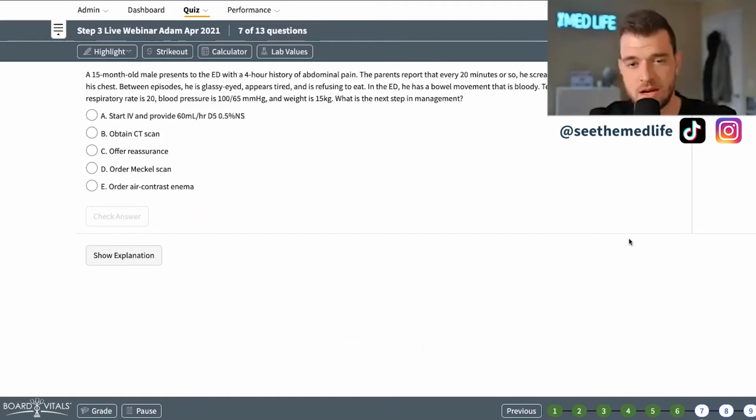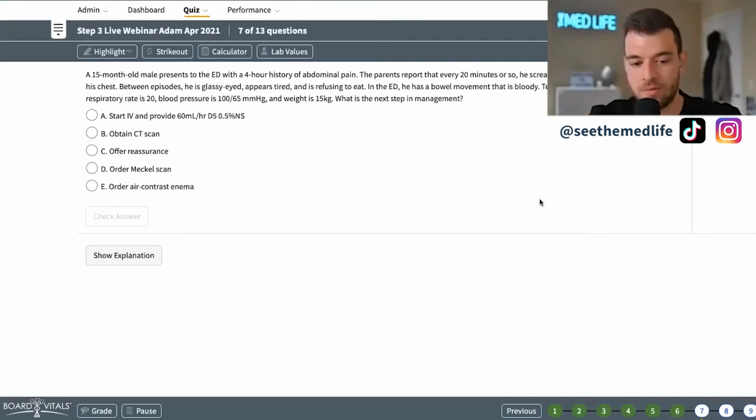So let's see, what is the next step in management? So that interrogatory component is not going to help us. Let's take a look at our choices. Start IV fluids, get a CT scan, offer reassurance, order a Meckel scan, order an air contrast enema. So just reading the last line didn't help, and the first couple answer choices didn't help. I had no idea what the question's about. But as we start to get down, we see offer reassurance, order a Meckel scan, order an air contrast enema. That's almost guaranteed going to be a PEDS question because those are things that happen often in PEDS. You reassure the family or you look for one of these PEDS GI concerns. So let's take a look.